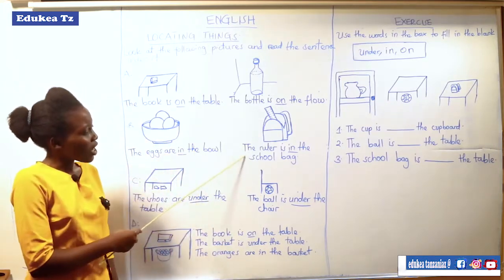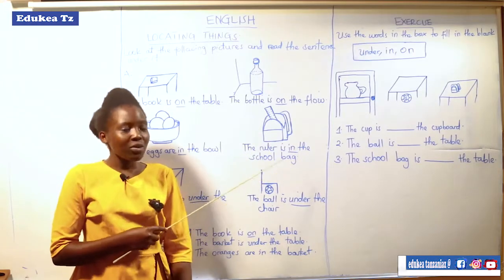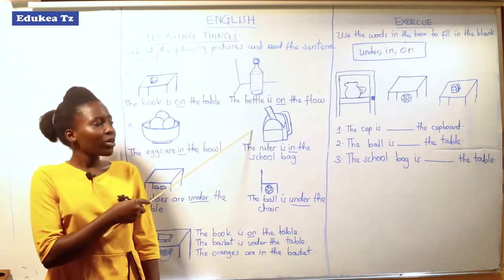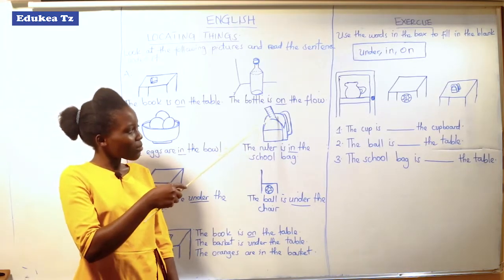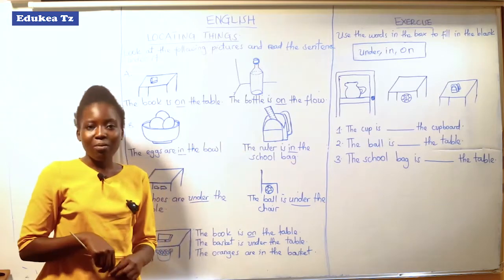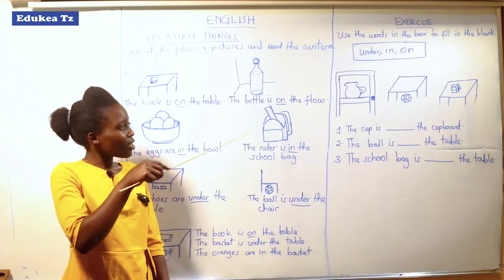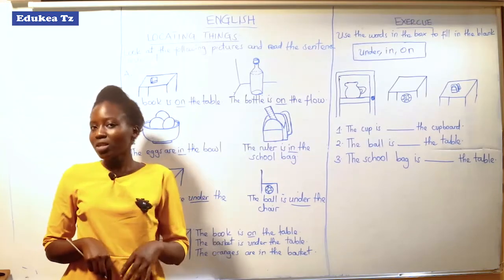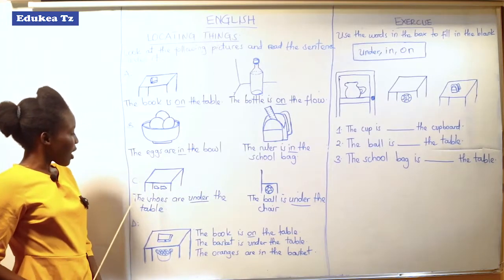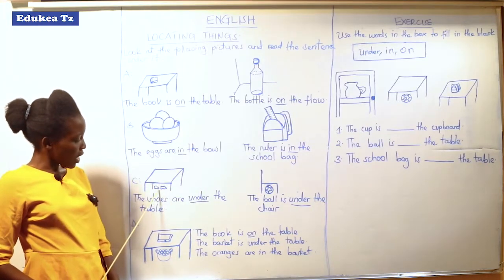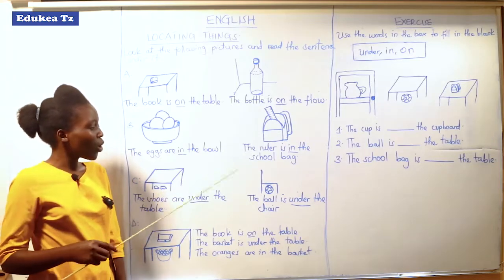The second picture here says that the ruler is in the school bag. As you can see in this picture, we have been shown this ruler has been kept inside the bag. So this in is the one which shows us that this ruler has been kept inside the bag. The next letter is letter C. As you can see, we have a table and shoes under the table.